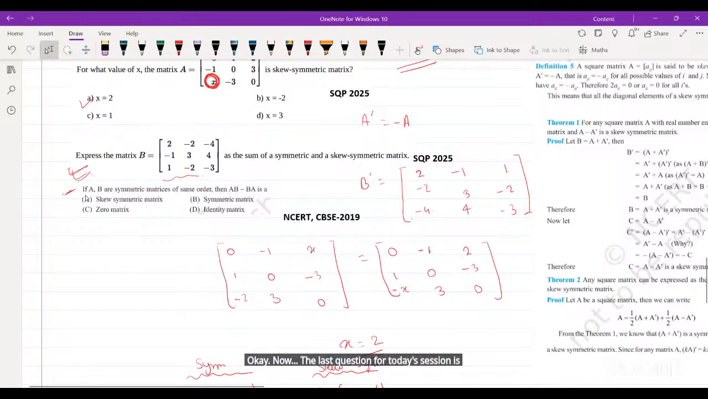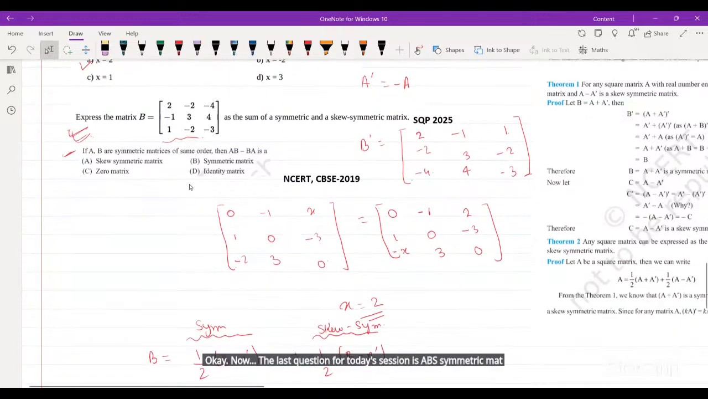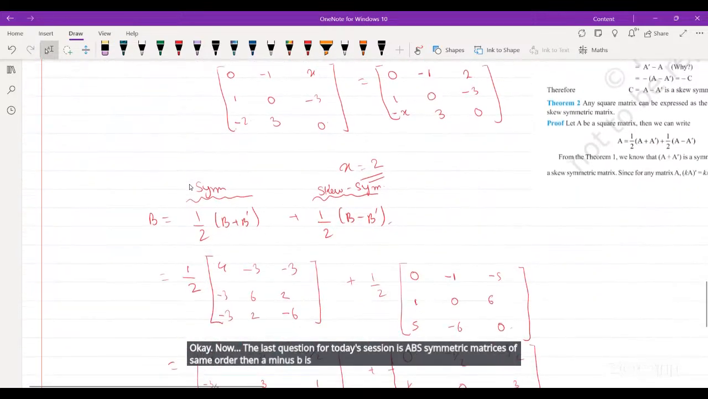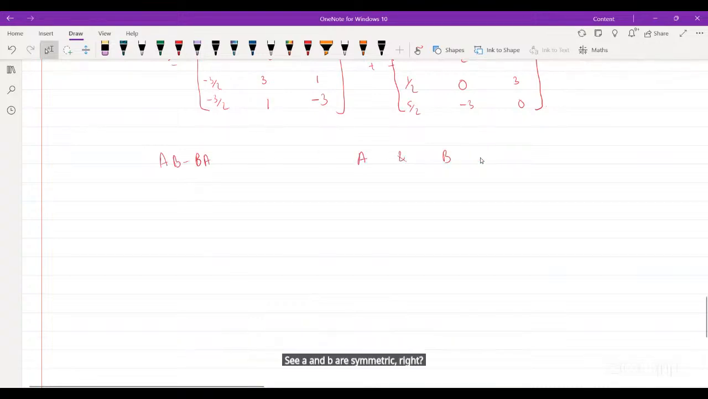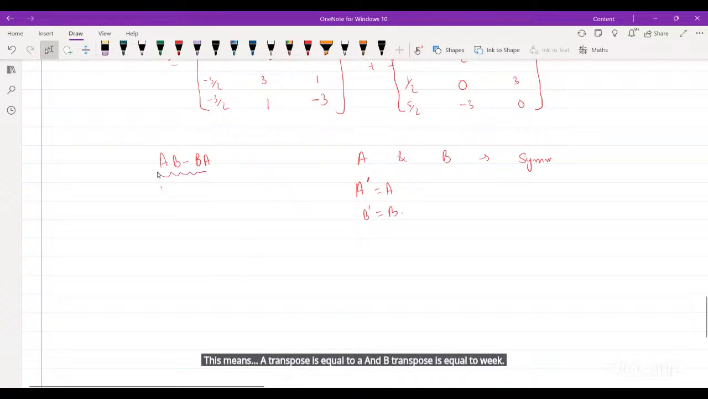Now, the last question for today's session: if A, B are symmetric matrices of the same order, then AB minus BA is what? See, A and B are symmetric, right? This means A transpose is equal to A and B transpose is equal to B. So we have to find what type of matrix AB minus BA is. So let's find the transpose of AB minus BA.